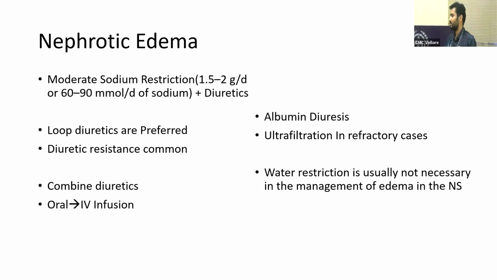If the patient is still not responding to diuretic infusion, the next step is albumin infusion with the diuretics. Usually we give albumin with the diuretics; in the albumin itself, you can add the diuretic. If still the patient is not responding, the next step is ultrafiltration to stabilize the patient. Usually water restriction is not necessary in nephrotic syndrome because they are already underfilled. If you restrict the water, they become hypovolemic, and then it will lead to AKI.